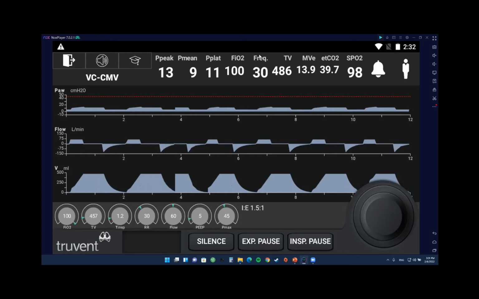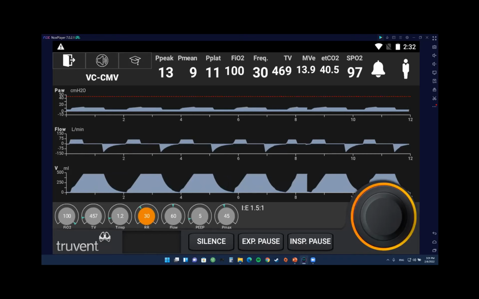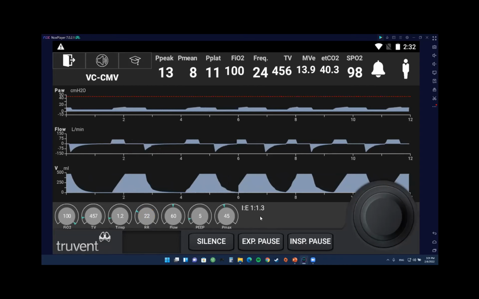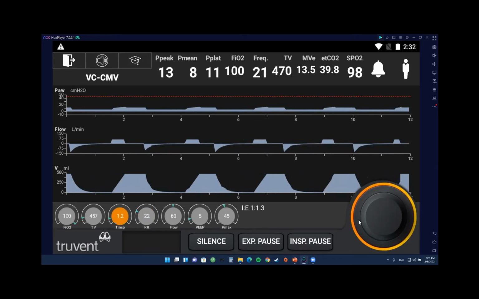So you have two ways to fix this issue. One, you can decrease the rate and go down to, for example, 22. And let's see what that does to the IE ratio. You see, it's better, but it's not fully to the 1 to 2 that we usually would want. Or the other option is your inspiratory time. You can decrease it.